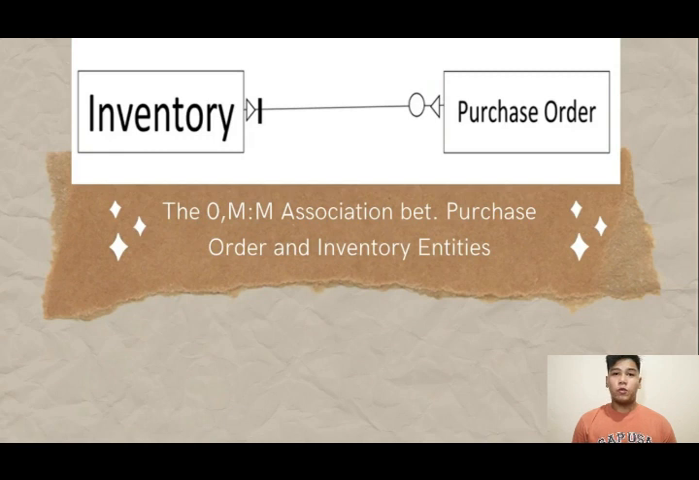We go first with the zero-or-many to many association between purchase order and inventory entities. The inventory in the stockpile will be ordered multiple times or none at all in a given period. But why do we have to include the zero cardinality in the association? It is because there has to be a given time frame or a calendar year in which the product will be ordered multiple times or none at all.